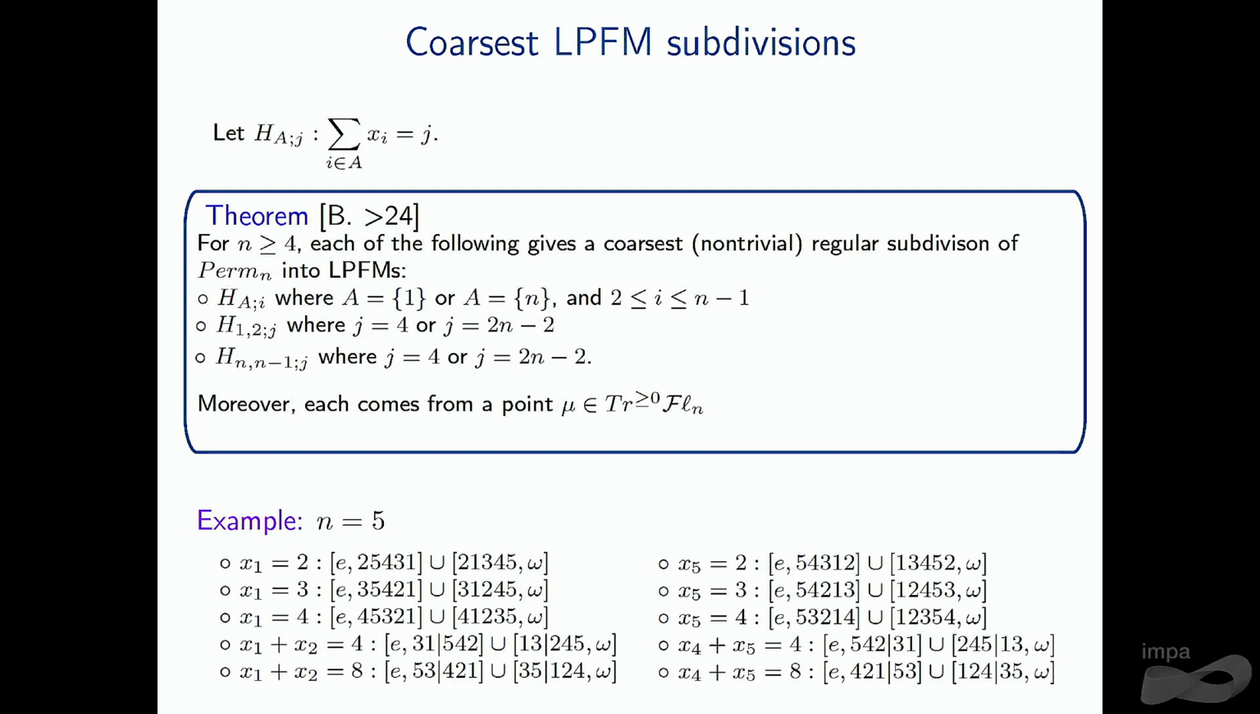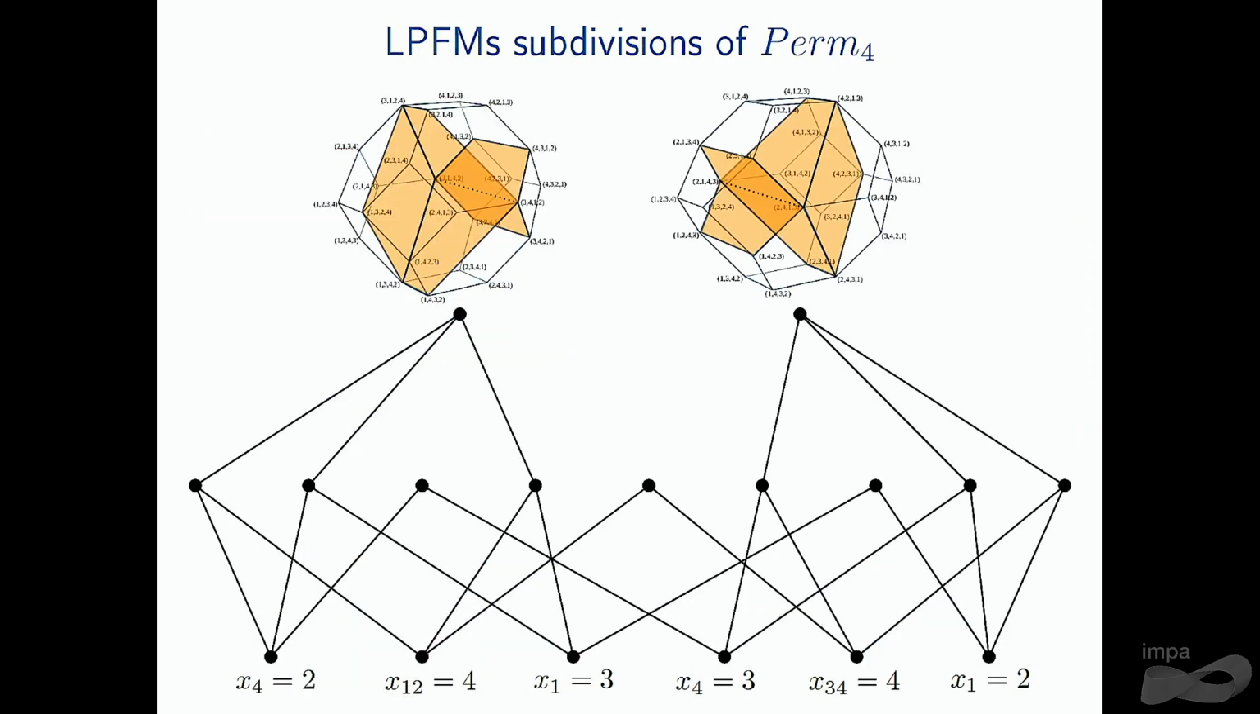And so let me show you here the whole picture of the subdivisions of the permutahedron n equal 4 using this result. So for n equal 4, the coarsest non-trivial subdivision that you can obtain of the permutahedron into pieces that are lattice path flag matroids are in the bottom. So they are indexed by those hyperplanes I just showed you.